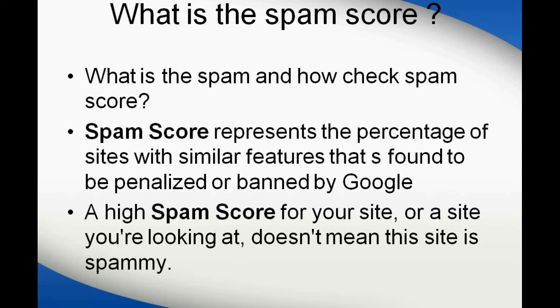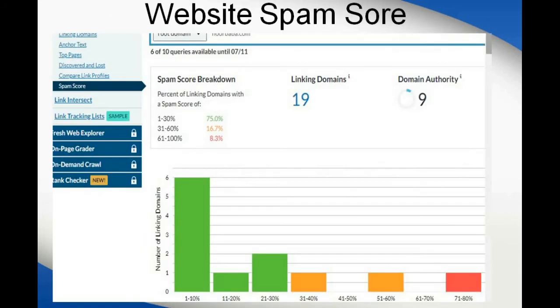What is spam and how do we check the spam score? Spam score represents the percentage of sites with similar features that were found to be penalized or banned by Google search. Those websites which were penalized or banned from Google, and their links, that's called the spam score. A high spam score for a site you are looking at doesn't mean it is spammy. A few are not spammy, but most of the sites we look at are spammy.